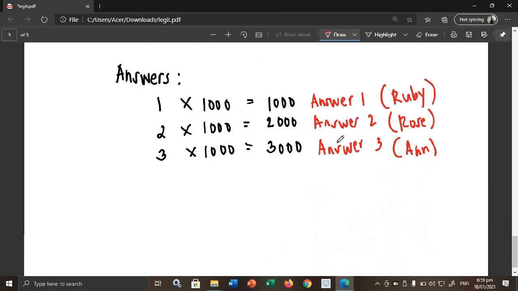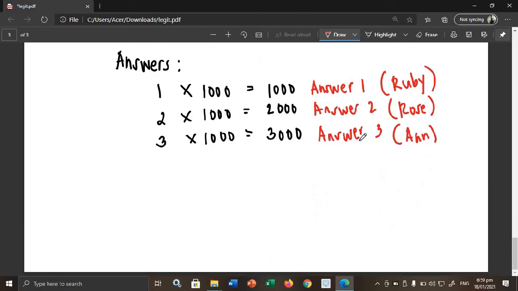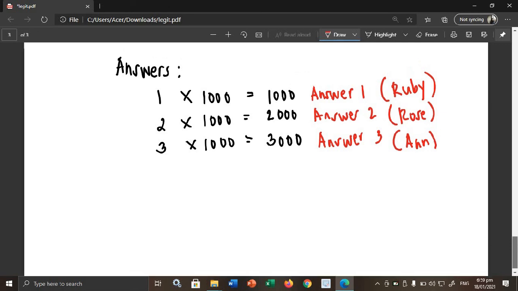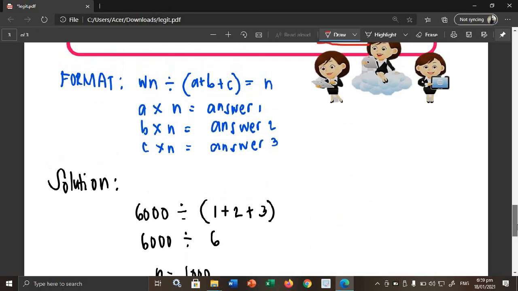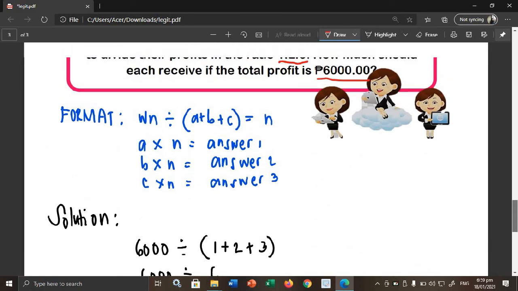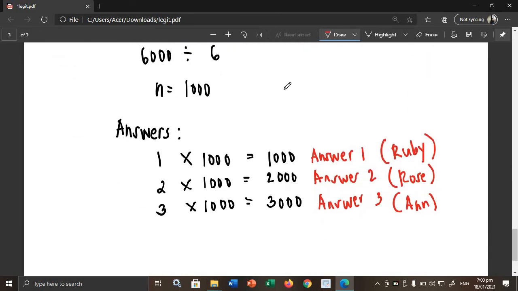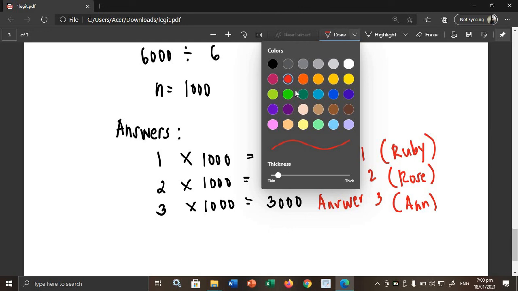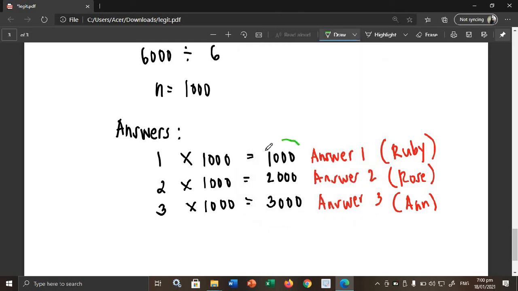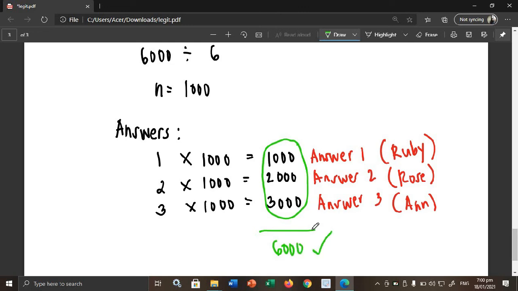So, if you want to check if tama yung answer nyo sa partitive proportion, pag-add-addin nyo yung nakuha nyong answers, and kapag nakuha nyo yung whole number na given, therefore, tama yung answer ninyo. Yung whole number na given natin is 6,000. Add nyo yung nakuha nyo na answers. If it will be equal to 6,000, that is correct. So, 1,000 plus 2,000 plus 3,000 is equal to 6,000. Therefore, your answers are correct.